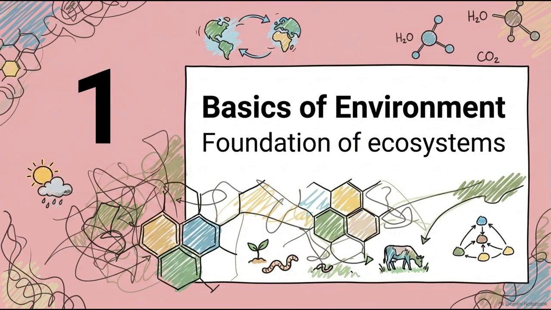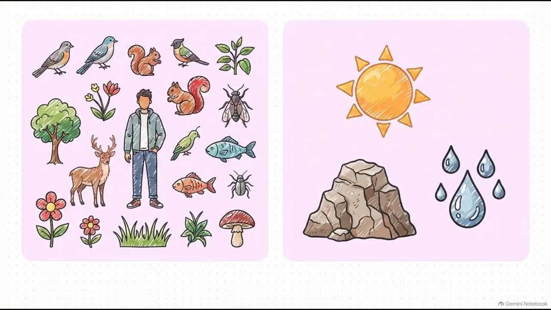Starting with Section 1, the basics of environment. This is the absolute foundation of any ecosystem. So, to make sense of any environment, we basically have to split it into two main buckets. On one side, we have the biotic factors. This is the living cast of characters. We're talking humans, animals, plants, right down to the microscopic bacteria in the soil. Then on the other side, we have the abiotic factors. Think of these as the physical and chemical stage that those living actors actually perform on. Sunlight, temperature, soil composition, water, all that non-living stuff.